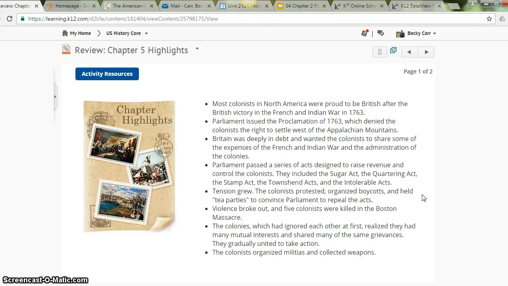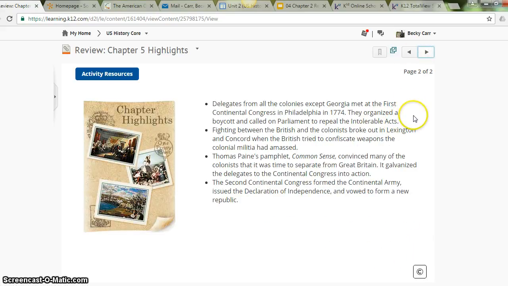Tension grew. The colonists protested, organized boycotts, and led tea parties to convince Parliament to repeal the acts. Violence broke out and 5 colonists were killed in the Boston Massacre. The colonies, which had ignored each other at first, realized they had many mutual interests and shared many of the same grievances. They gradually united to take action. The colonists organized militias and collected weapons. Delegates from all the colonies except Georgia met at the First Continental Congress in Philadelphia in 1774. They organized a boycott and called on Parliament to repeal the Intolerable Acts.